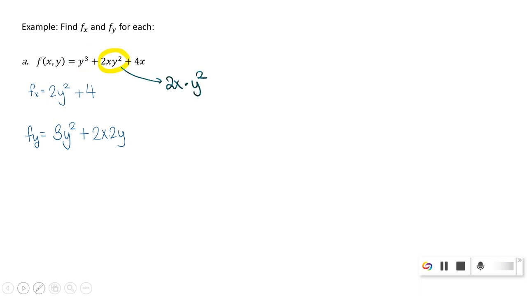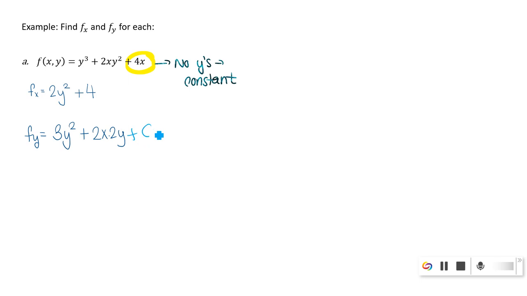Second term, 2x times y squared. We're going to treat the 2x like a constant. So take the derivative of the y squared, bring the 2 down, and we get 2x times 2y, or 4xy. And then finally, that last term, the 4x, doesn't have any y's in it. It's a constant. Its derivative would be 0. And so I'm going to write my final answer here as 3y squared plus 4xy.